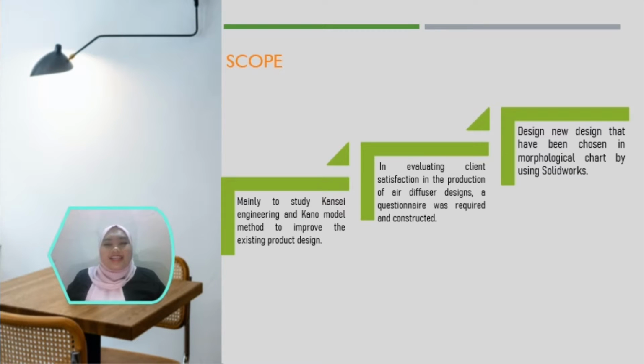And then next is designing the new design that has been chosen in the morphological chart by using SolidWorks. Before that, we use SPSS software to analyze the data that we get from the main survey. Apart from that, we also use a Q method to choose which concept we need to select.